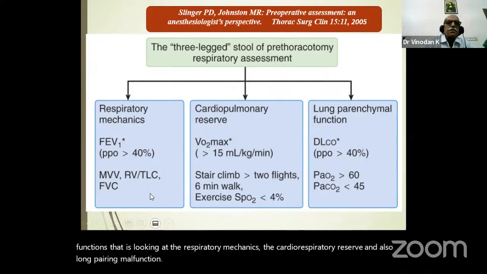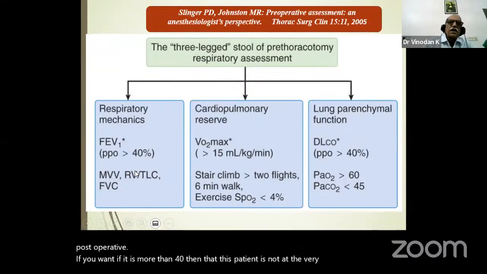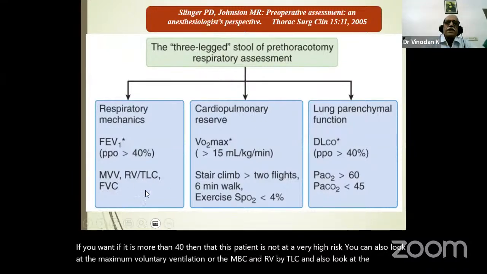Respiratory mechanics are looked at by looking at the FEV1 and the predicted postoperative FEV1. If it is more than 40%, then you know that this patient is not at a very high risk. You can also look at the maximum voluntary ventilation or the MVV, the RV by TLC, and also the FVC percentage.